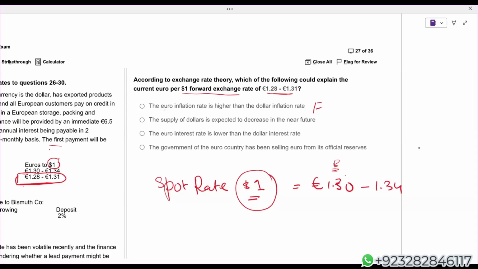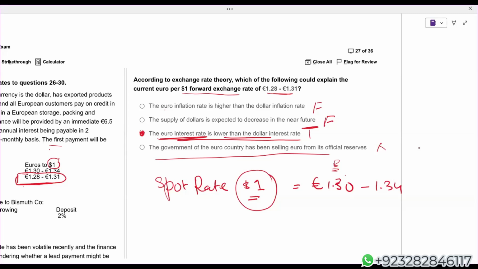The supply of dollar is expected to decrease in the near future. It has nothing to do with this. The euro interest rate is lower than the dollar. That is true. The euro interest rate is lower than the dollar interest rate. By looking at the forward rate, we can say that over a period of time in the future, the euro interest rate is lower than the dollar interest rate, and that is why euro is getting stronger. The government of the euro country has been selling. No. Students, see.